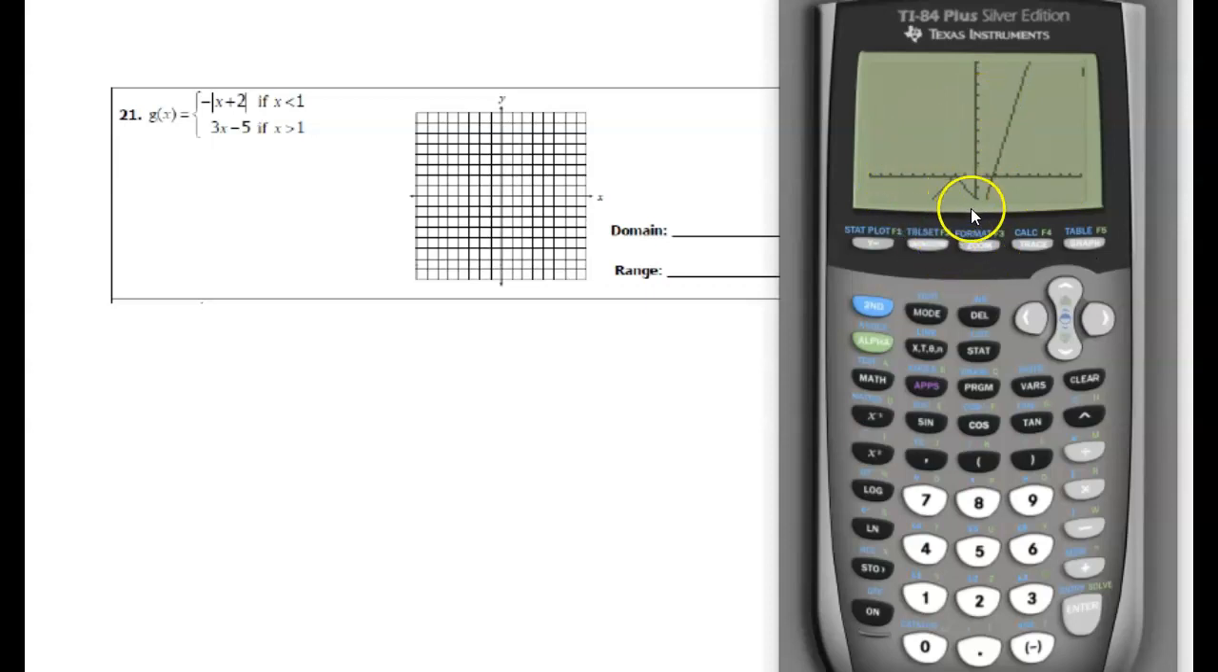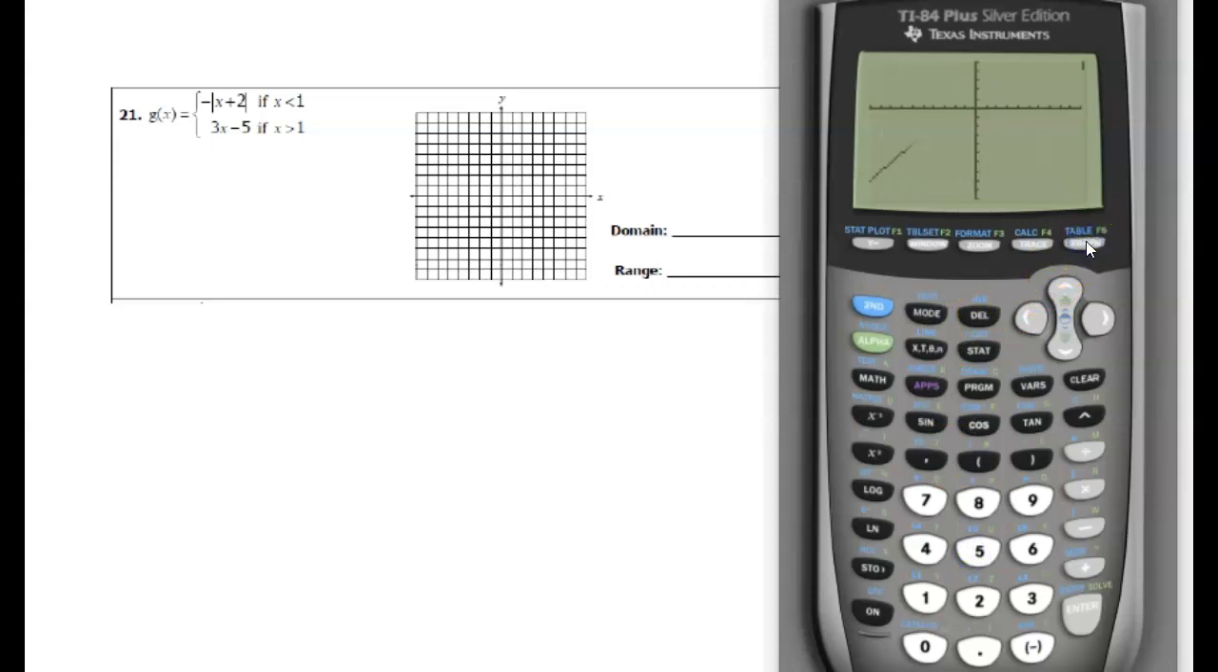This is not a good look, right? I can't see it, so I need to change my window. My X-min and max are good. It's my Y-min and max. So my Y-min needs to go out further, so let's go to negative 10. My Y-max actually doesn't need to go up so high, so I can do 5.